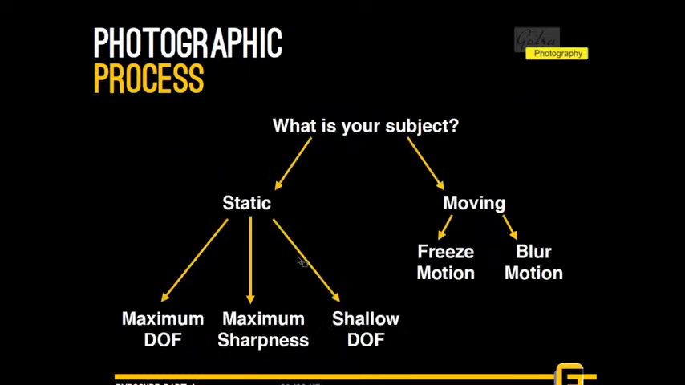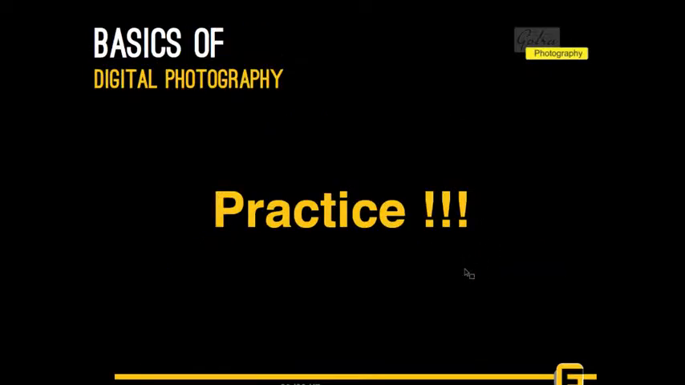Okay, so if your subject is static, then you have to choose maximum depth of field, maximum sharpness, or shallow depth of field. It's up to you, whatever you want. If it is moving, then you have to choose either frozen motion or blurry motion. It's up to you. Okay, so you can practice with this and see how you can work with it.